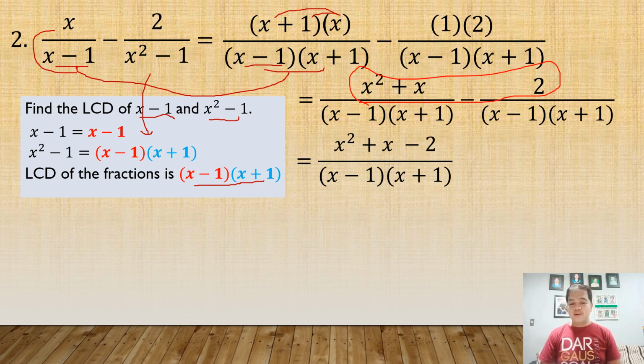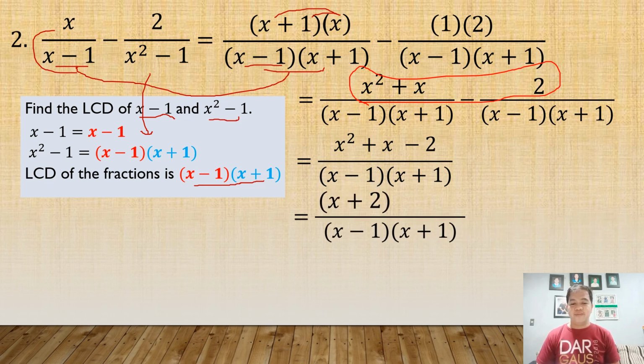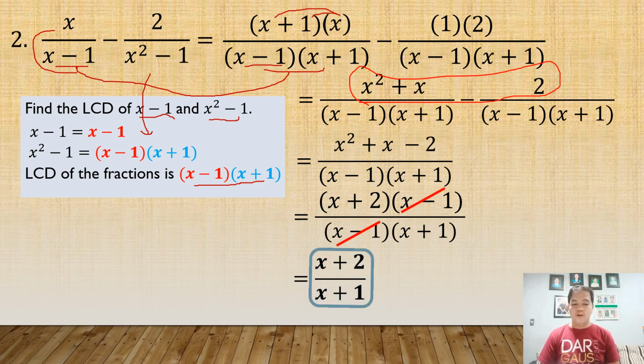Pero yung numerator, factorable pa yata, no? Factorable pa yung numerator. Factors of negative 2 na magpo-produce ng positive 1. So, that is positive 2 and negative 1. Okay. So, therefore, yun yung positive 2. Tapos, ito naman yung negative 1. Of course, cancel na natin yung pwedeng i-cancel. So, ang matitira ay x plus 2 all over x plus 1. And that is our answer.